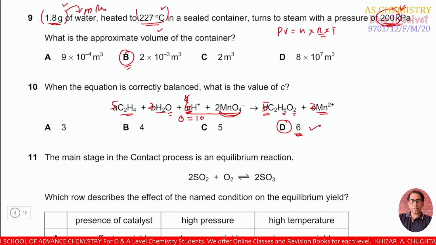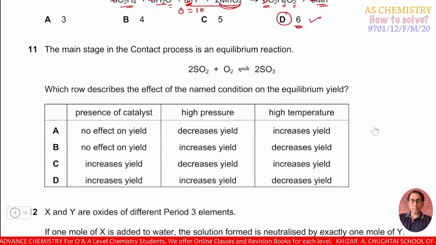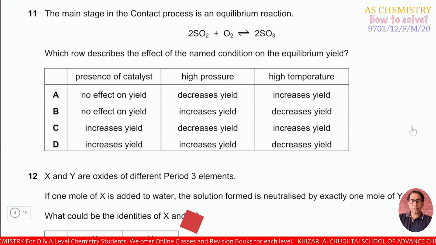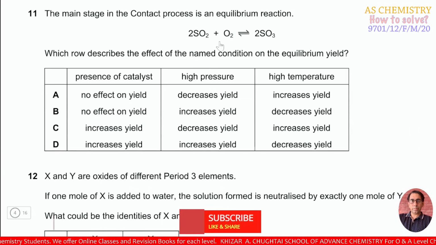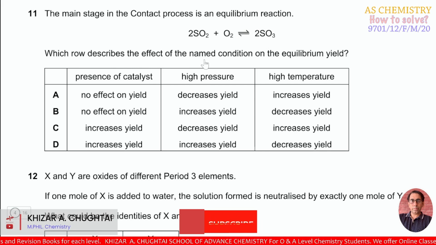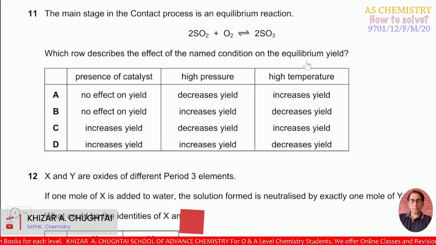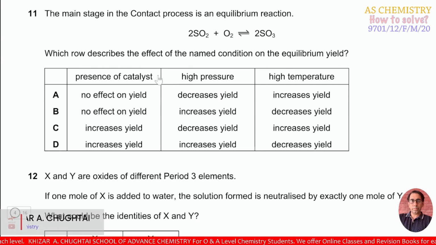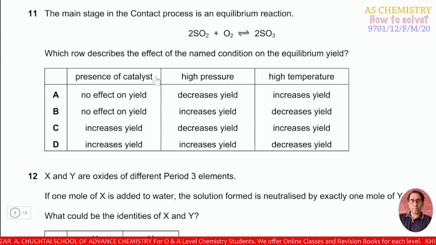Question number 11. The main stage in the contact process is an equilibrium reaction. 2SO2 plus oxygen goes to 2 moles of SO3. Which rule describes the effect of the named conditions on the equilibrium yield? Presence of catalyst. What is the effect of a catalyst? It increases the yield. No, it never increases the yield. It has no effect on the yield. Either A or B is the correct option.